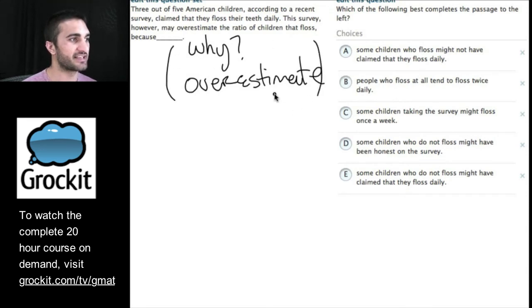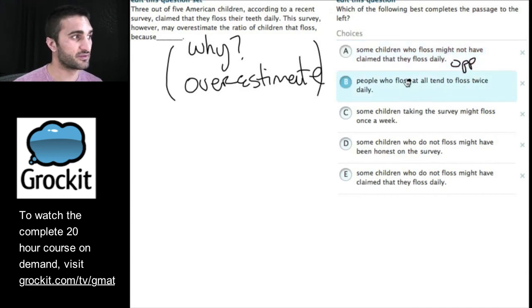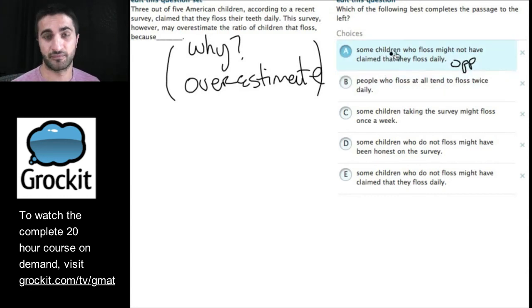So why is this overestimating? Which of the following? Because some children who floss might not have claimed that they floss daily. Some children who floss, okay, that's right. We're talking about that group. Might not have claimed that they floss daily. What would this do, Jake? It seemed like it would do the opposite. This would actually underestimate. So this is really close, right? They're using the right language to attract us to it, but it's quite frankly the opposite.